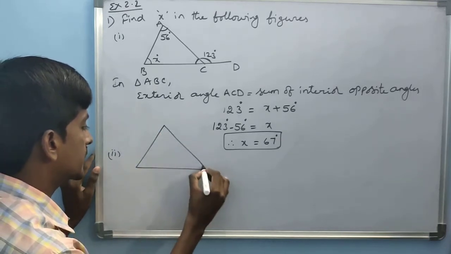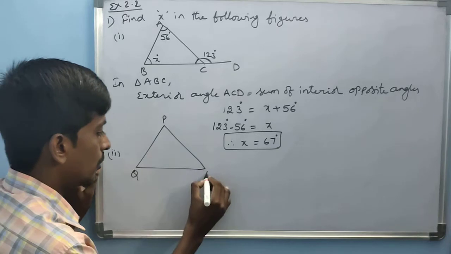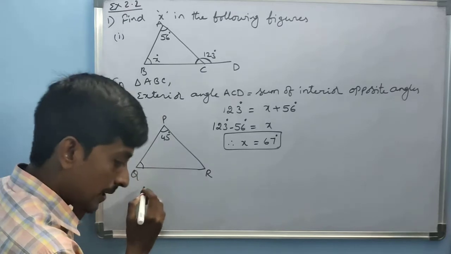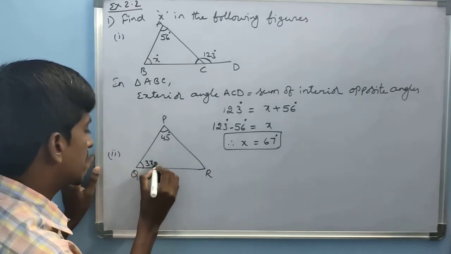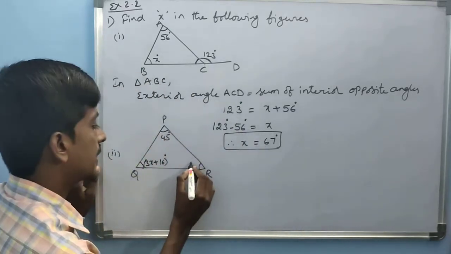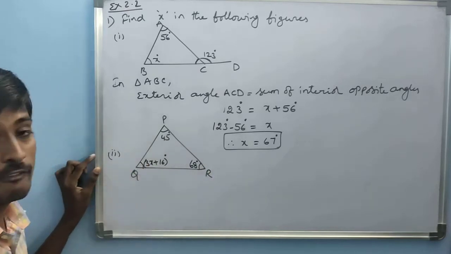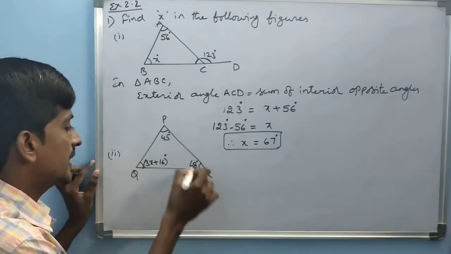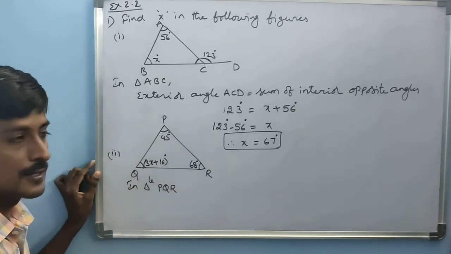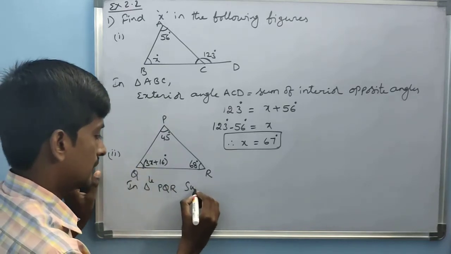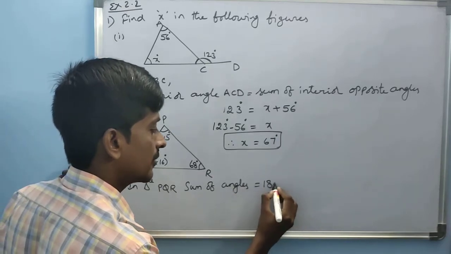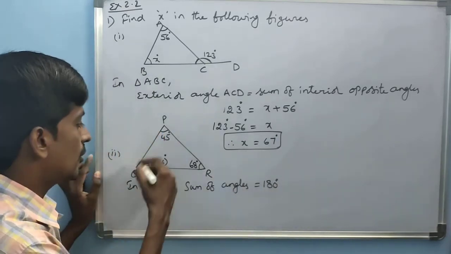Triangle PQR is given. The angle at P is 45 degrees. The angle at Q is 3x plus 16 degrees. And the angle at R equals 68 degrees. Find the value of x. This is the triangle. In triangle PQR, the sum of the three angles is equal to how much? 180 degrees.